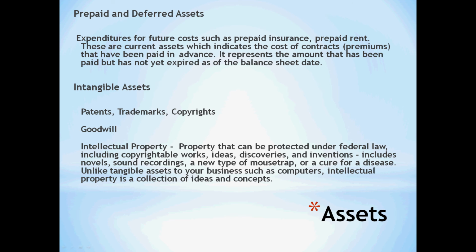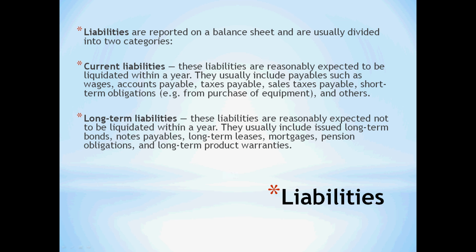And then you have your intellectual property, which is property that can be protected under federal law, including copyrights, works, ideas, discoveries, and inventions, including novel sound recordings, a new type of mousetrap, or a cure for a disease. Unlike tangible assets of your business, such as computers, intellectual property is a collection of ideas and concepts.